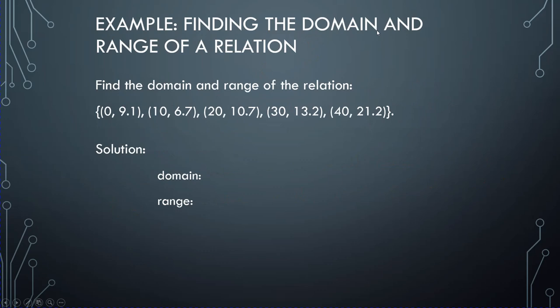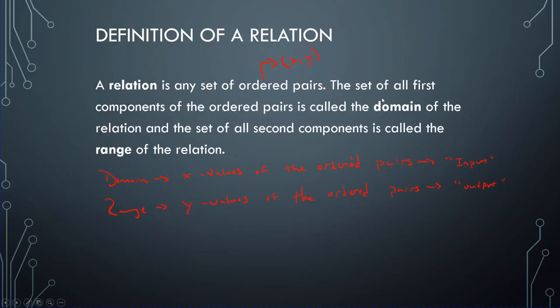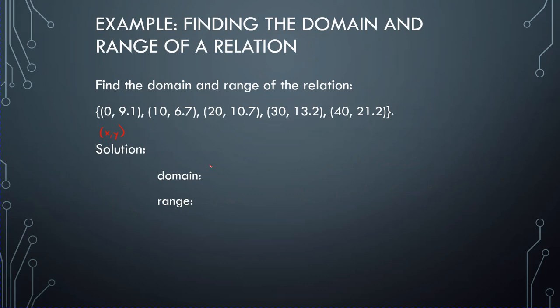All right, so let's do an example. Find the domain and range of this relation. We have this set here, and it's just a set of ordered pairs. Remember, all of these values are in the form x comma y. The domain of the relation is itself a set, the set of all the x values. So 0, 10, 20, 30, and 40 is the domain here. And now the range is all the y values.